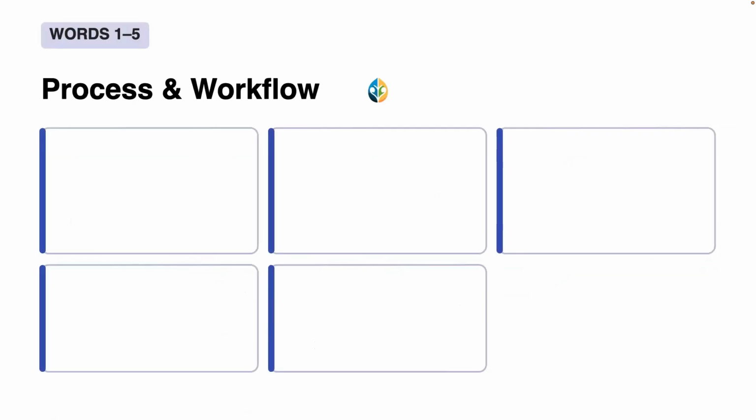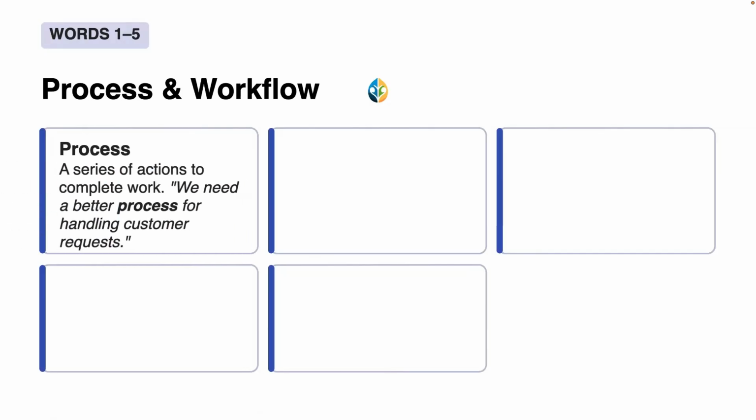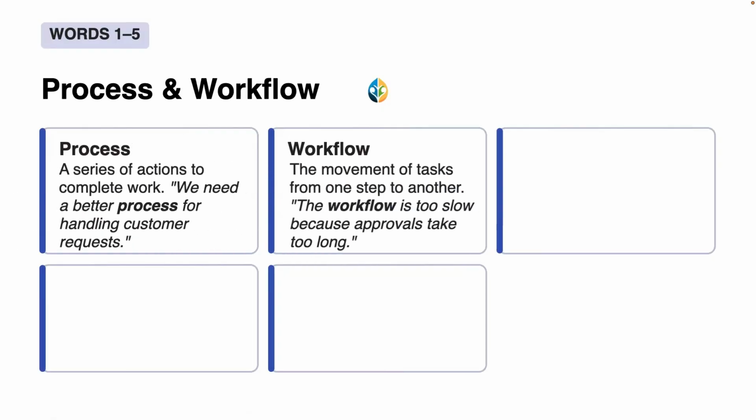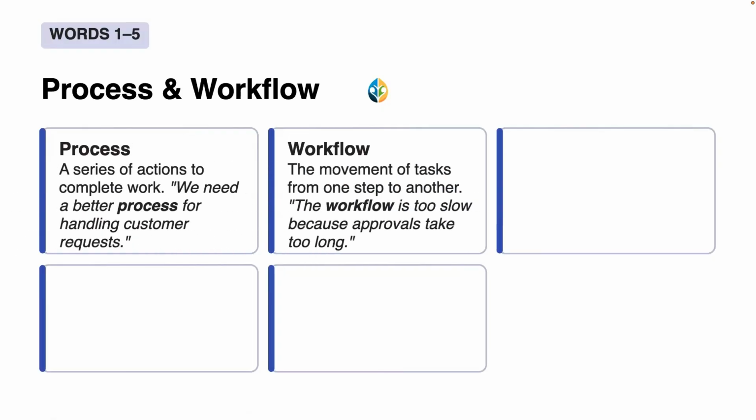Let's start with the first group, process and workflow. These first five words are basic process words. A process is a series of actions to complete work. For example, we need a better process for handling customer requests. Workflow. This is how tasks move from one step to the next. For example, the workflow is too slow because approvals take too long.